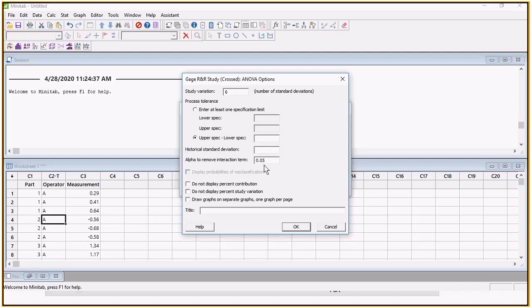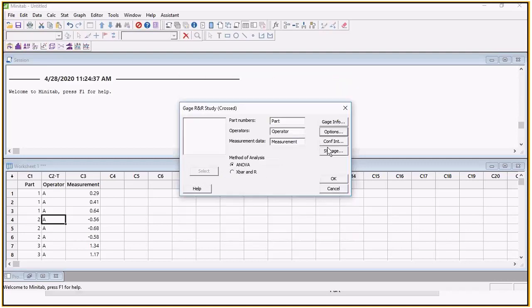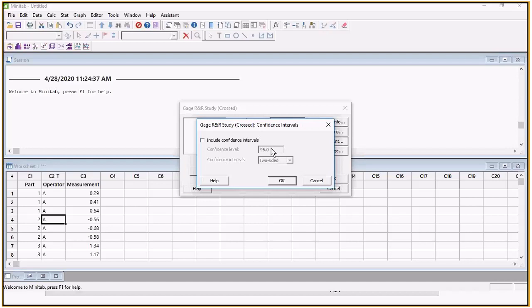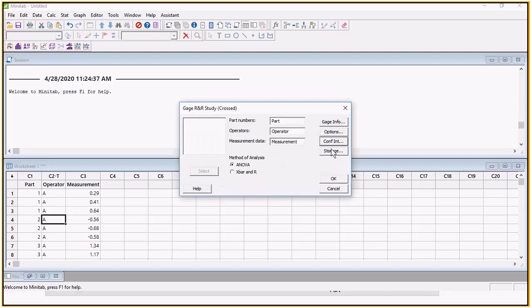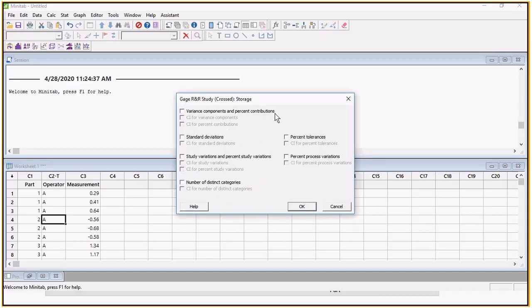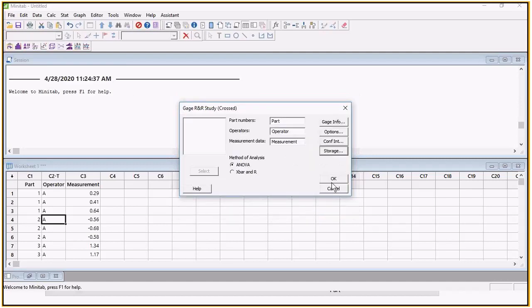If you want to change the alpha risk, mostly we keep it at 0.05 or 5%, and the remaining 95% is the significance level, right? If you want to change anything, you can change the confidence interval also. Mostly we put the confidence level, as I mentioned, at 95%. If you want to change, you can select here and change these numbers, okay? But for now I'm not doing anything. Storage, if you want to store anything, let's say the study variation, standard deviation, number of distinct categories in these columns in your worksheet C4, C5, C6 and so on, you can select any of these. But mostly I get these numbers in the session window, so I will not select anything and I click OK.